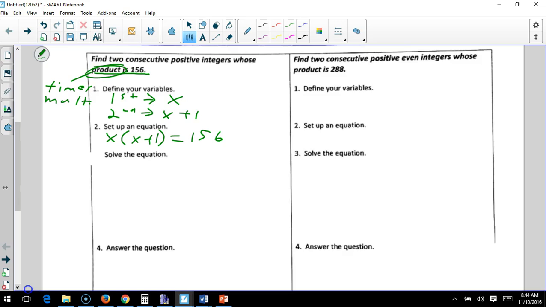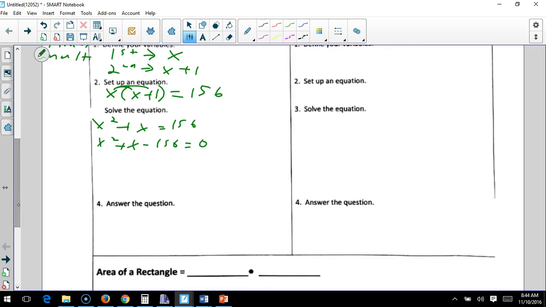Now we're right back to what we've been doing for a while. We're going to distribute the x. X squared plus x equals 156. Move this bad boy over. X squared plus x minus 156 equals 0. We're looking for two numbers that multiply and give us 156 that differ by 1. Obviously, we've got this setup here. So we're going to factor, obviously, x and x, and we're going to use our calculator. Okay? We need two numbers that go into 156 that are one away from each other.